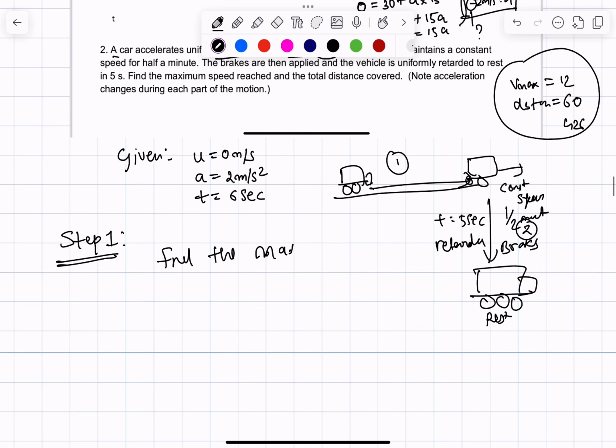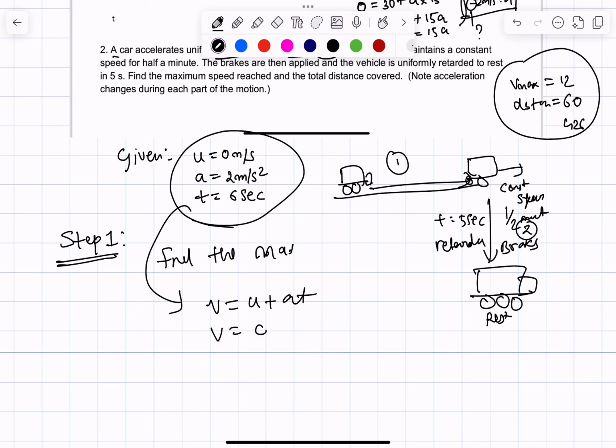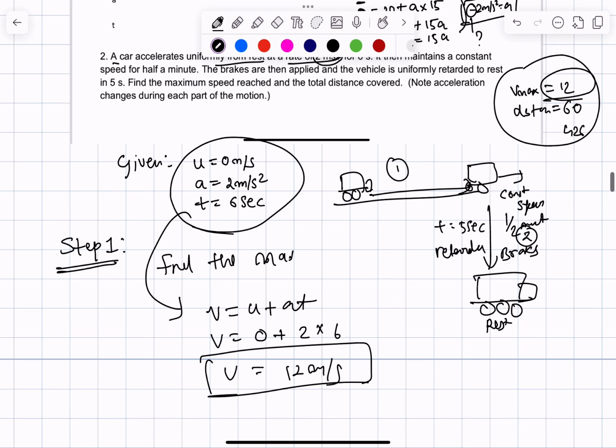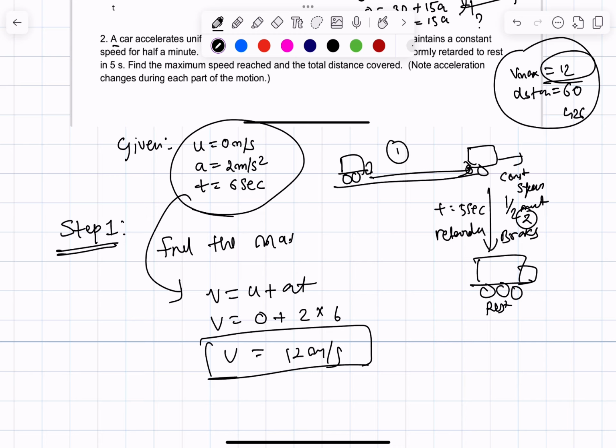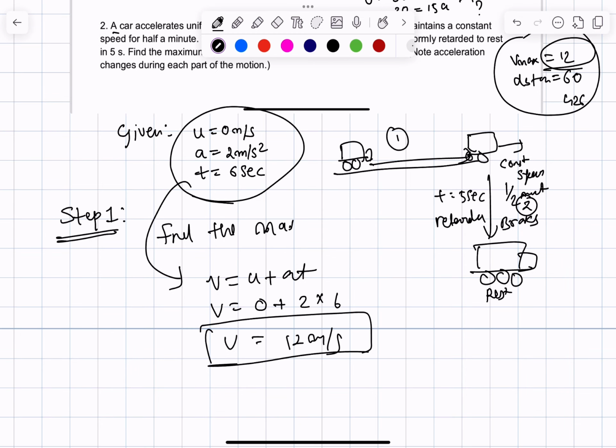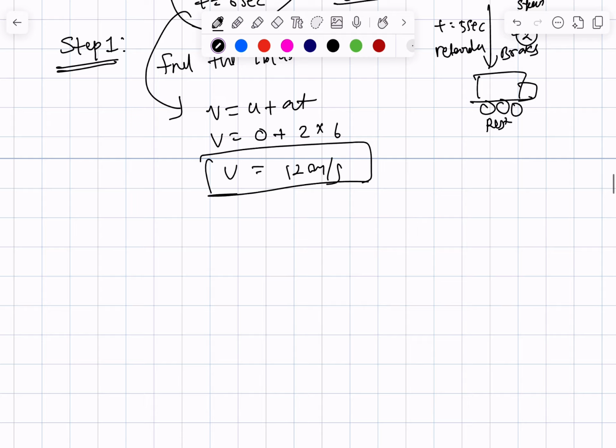You know that they have given you u is 0, so we can use the first kinematic equation: v equals u plus at. So v is 0 plus 2 into 6, v will be 12 meter per second. So Tanisha is right, V maximum is 12 meter per second. So v is clear. Now let's move to the distance covered.